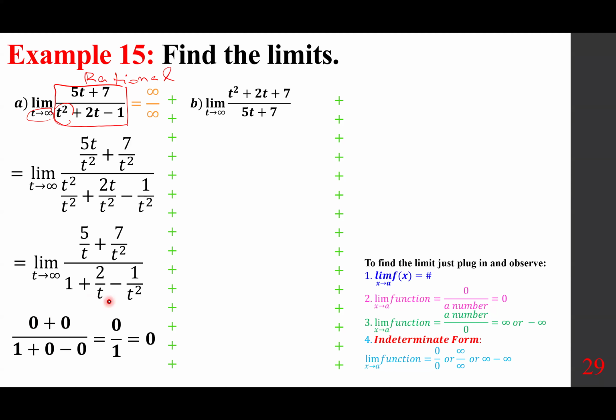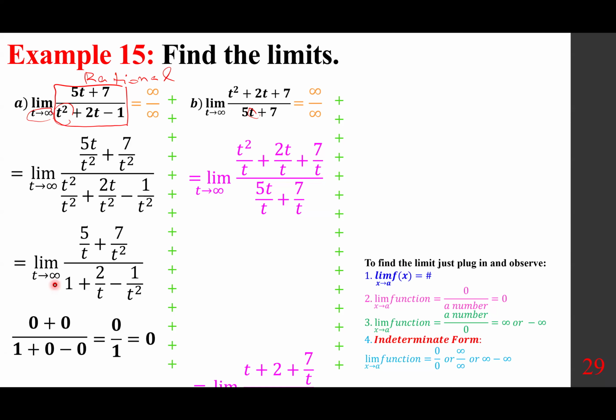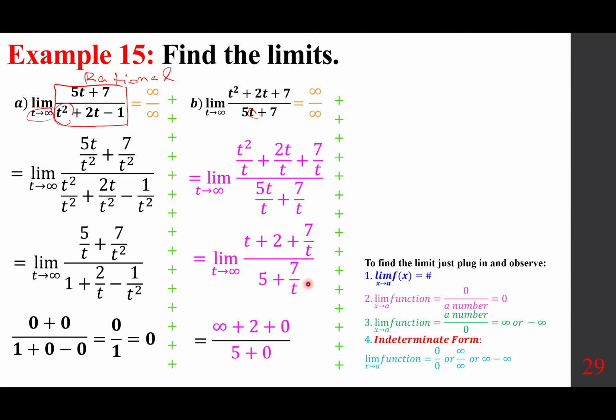And you get infinity over infinity. You divide by the highest degree term in the denominator. This time it's t. So you divide everything by t. And we simplify. The limit of t plus 2 over 7 over t, over 5 plus 7 over t, as t approaches infinity. So this is infinity, this is 2, this is 0, this is 5, this is 0. So it's important to know the numerator is infinity, everybody.